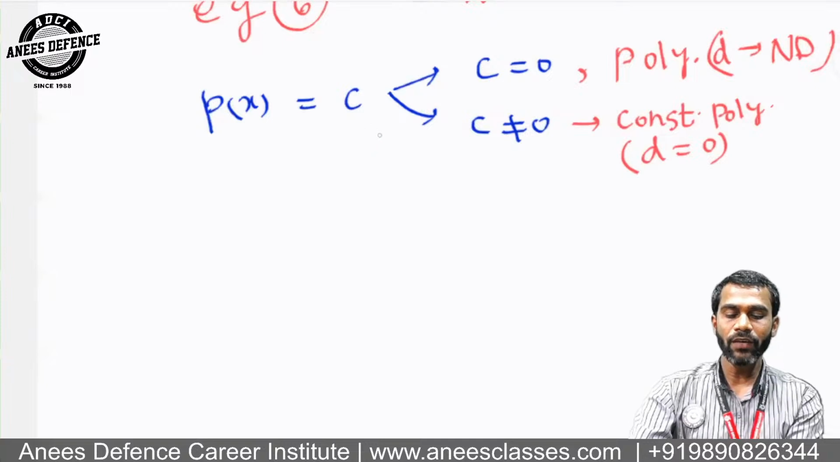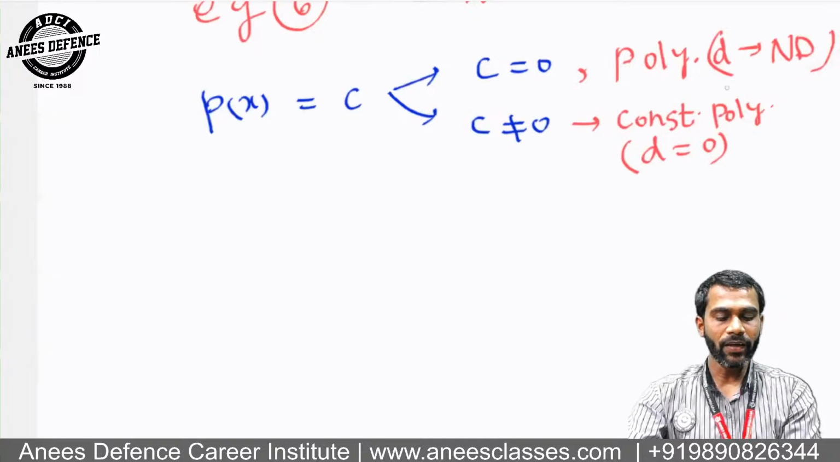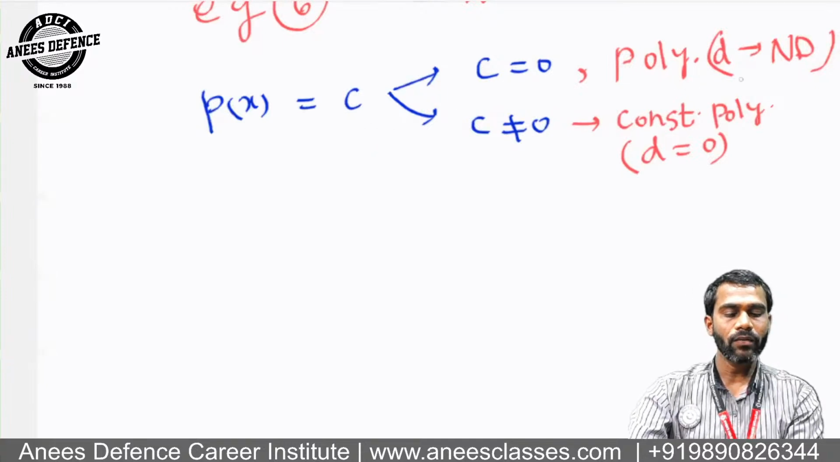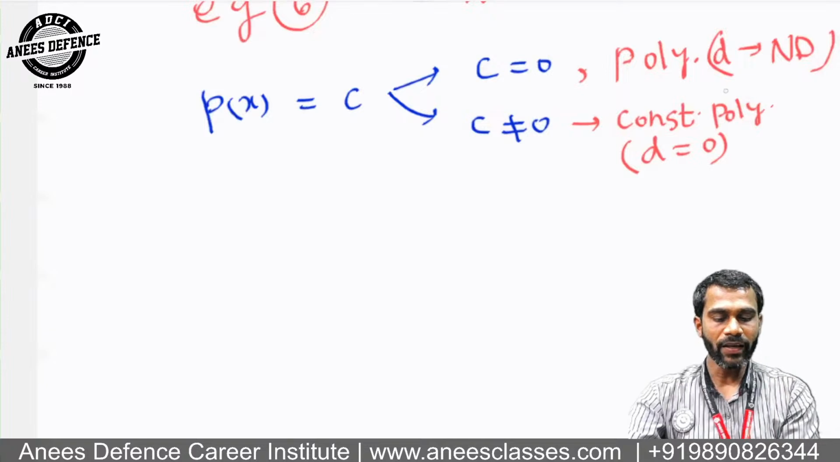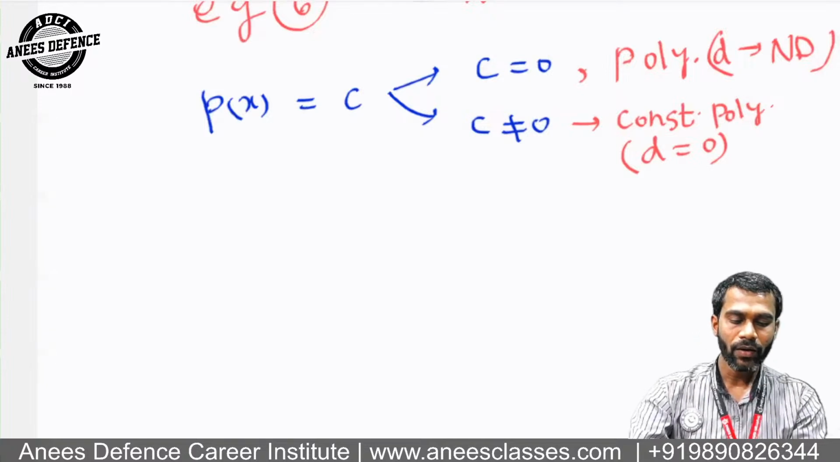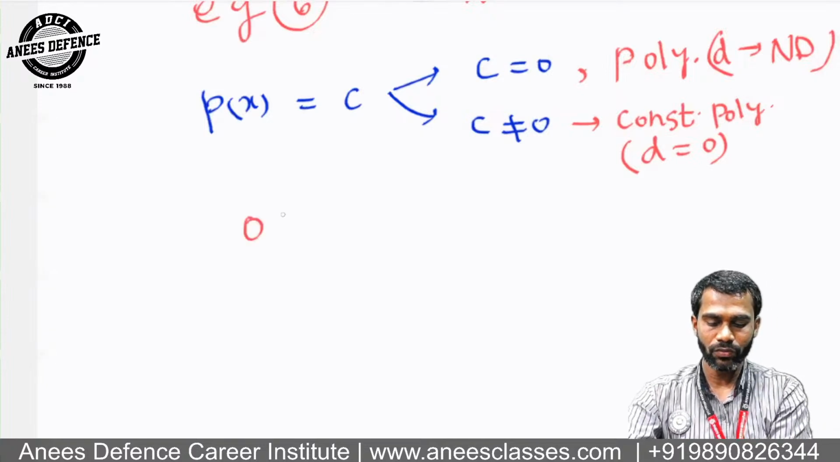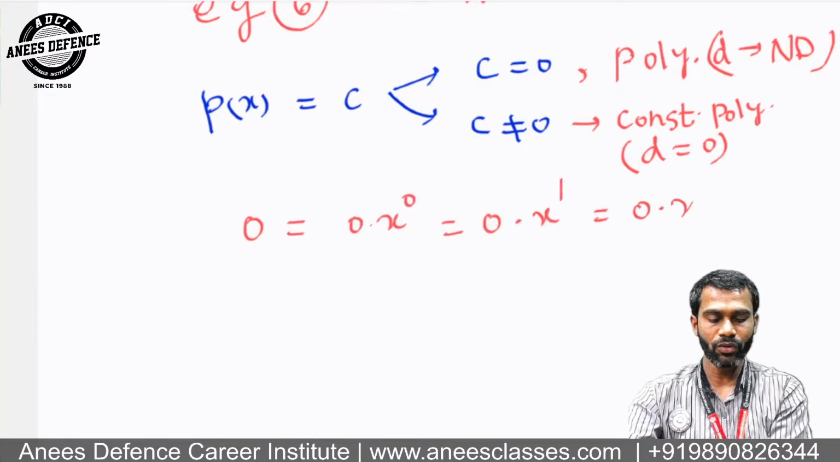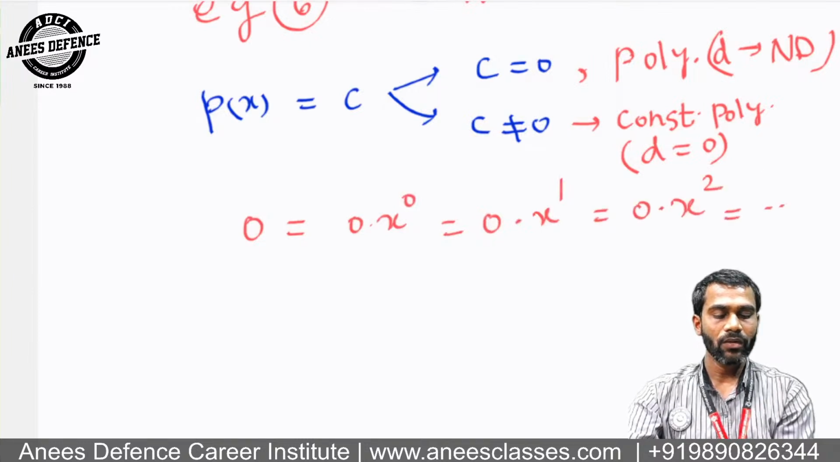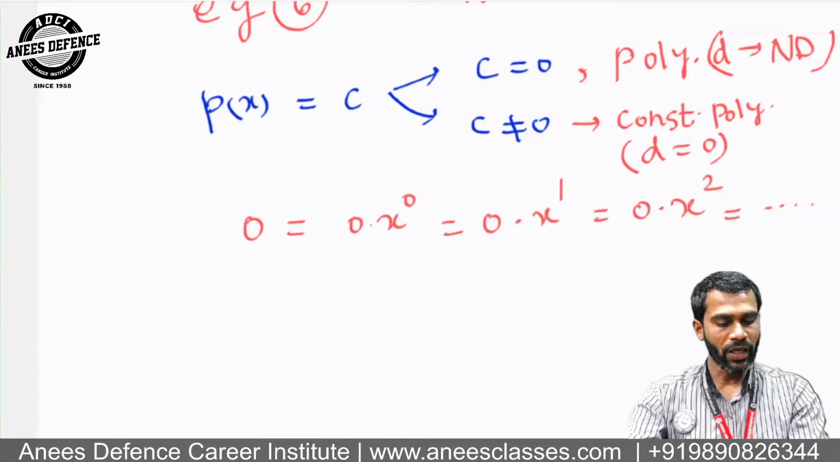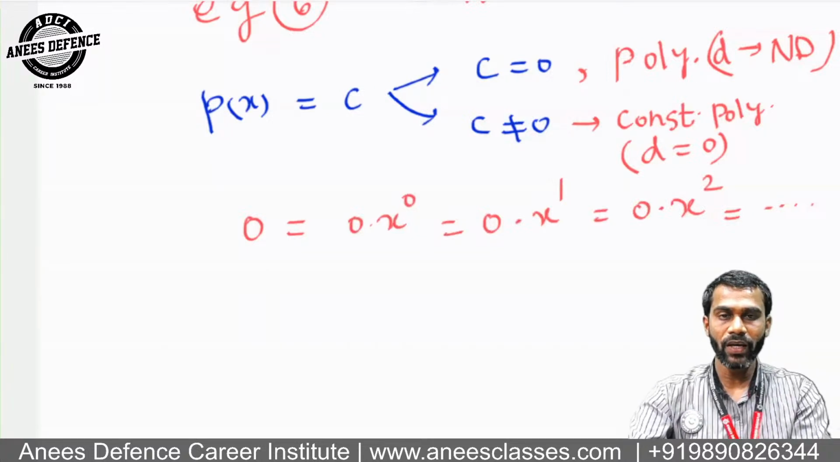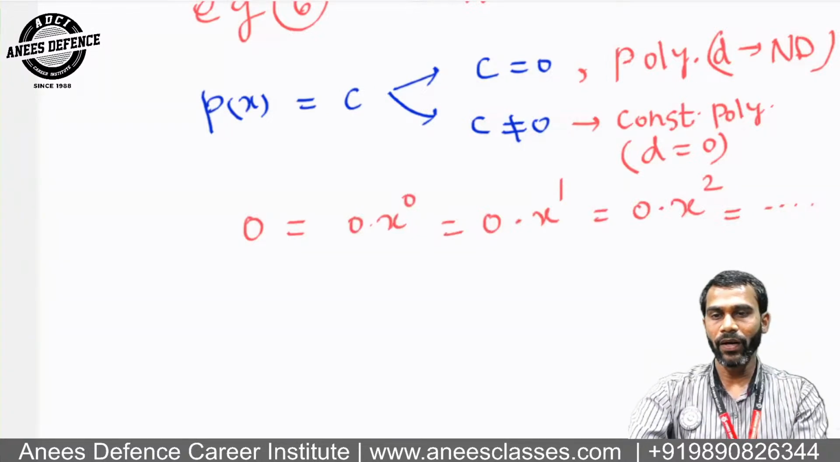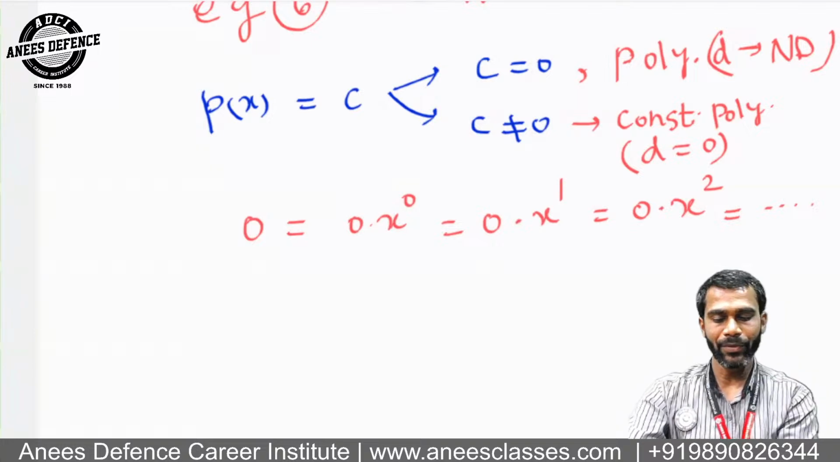So always remember, if P of X is equal to C, C can be of two types, zero or non-zero. If C is equal to zero, then it is a polynomial, but degree is not defined. Why is degree not defined? Can you just tell me, anyone? Because zero can be written as 0 into x raised to 0. It can be written as 0 into x raised to 1. It can be written as 0 into x to the power 2. So degree is not fixed here, so it is not unique. So we can directly say degree is not defined here. Yes or no? So, always remember this.